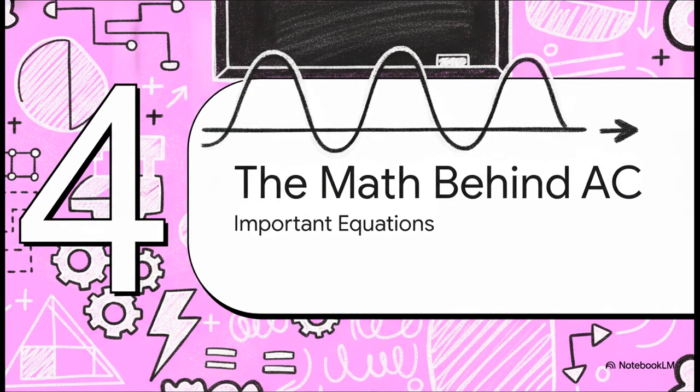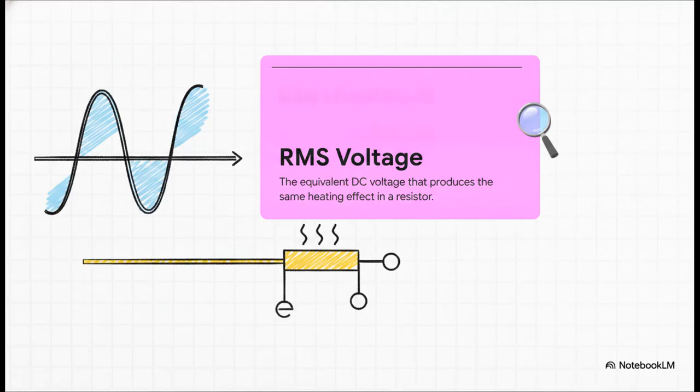All right, section 4, the math behind AC. Let's head to the chalkboard. Now, because AC voltage is constantly rising, falling, and reversing, we can't just use a single static number to describe it easily. I mean, if we took the true mathematical average over a full cycle, it would literally be 0, right? Because the positive and negative halves perfectly cancel each other out.